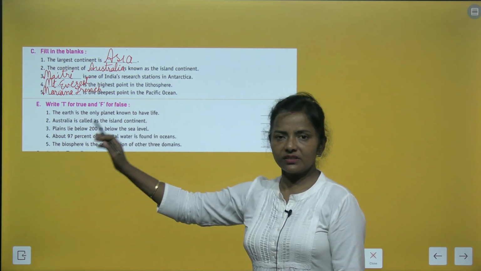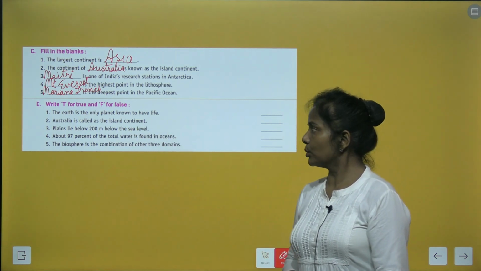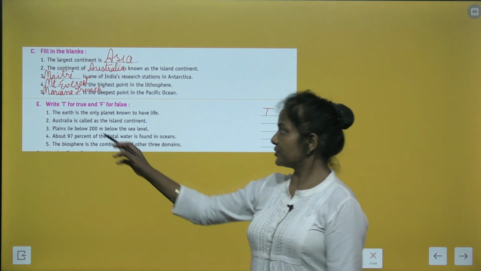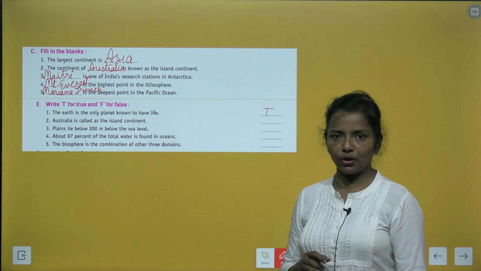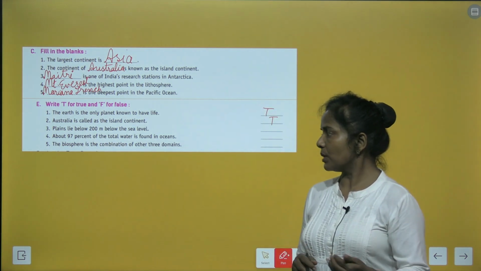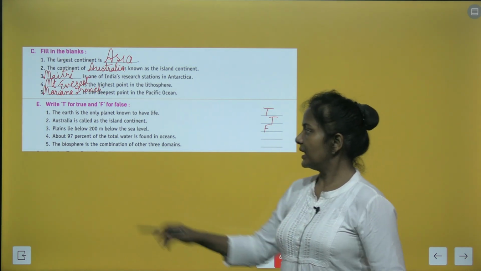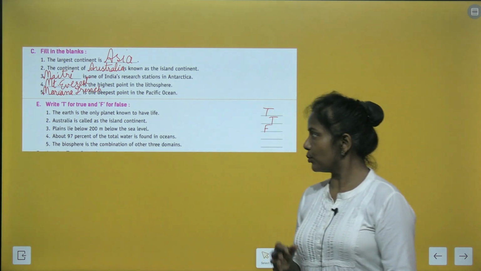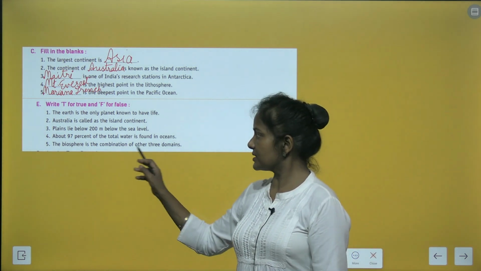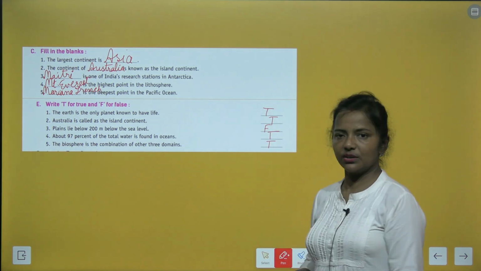Now let's do some true-false here. Write T for true and F for false. The Earth is the only planet known to have life. Yes, true. Australia is called the island continent. Yes, this is also true. Write down T. Plains lie below 200 meters below the sea level. False. About 97% of the total water is found in oceans. Yes, this is true. The biosphere is the combination of other three domains. Yes, this is also true. So write down T here.